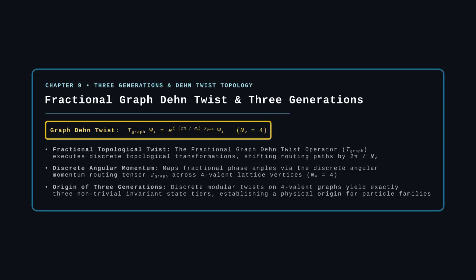To model why the standard model contains 3 generations of elementary leptons, electron, muon, and tau, and quarks, MSVT introduces the fractional graph Dehn twist operator, T̂_graph. A Dehn twist executes a discrete topological transformation that shifts routing paths by a fractional phase angle mapped to the node valence, 2π divided by n_v. T̂_graph acting on ψ_i equals e to the power of i times 2π over n_v times J_graph, all multiplied by ψ_i, where J_graph is the discrete angular momentum routing tensor.